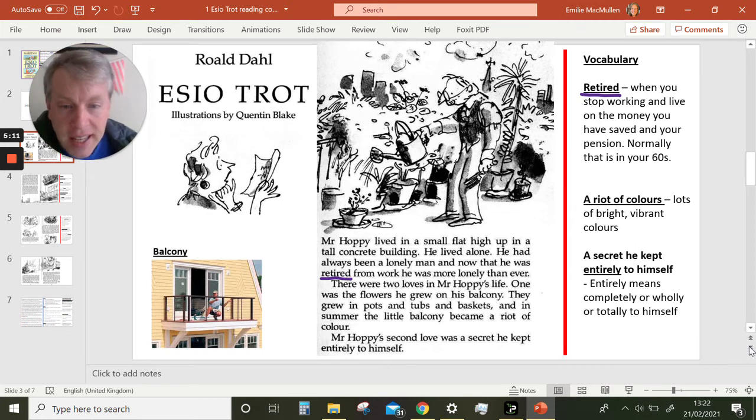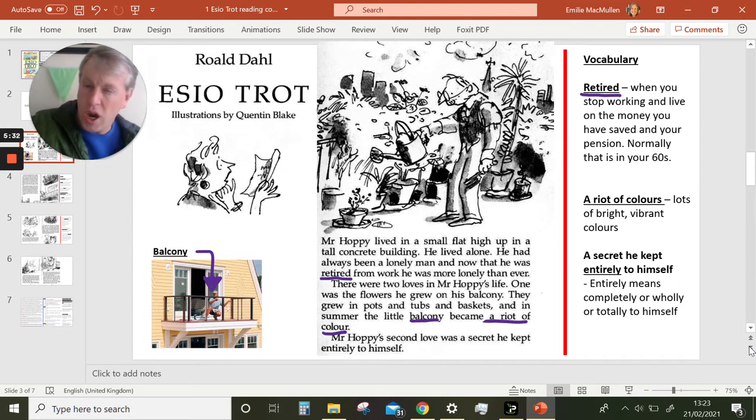And we have it here that the little balcony became a riot of colour. So first of all, the balcony is this, isn't it? That bit that we build out. So here above, coming at window level, we can walk slightly out. We've got our balcony. And his little balcony became a riot of colour. A riot of colours means lots of bright, vibrant colours. Mr. Hoppy's second love was a secret he kept entirely to himself. Entirely means completely, wholly, totally to himself. He didn't tell anybody. Let's keep reading.